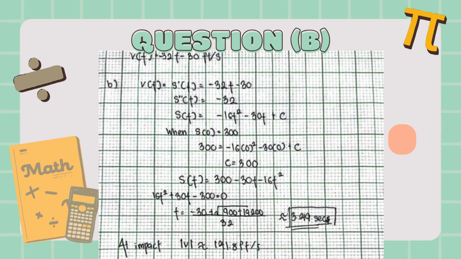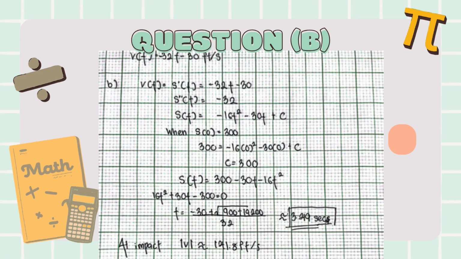To find when the body hits the ground, we set s(t) equals 0. That gives the quadratic equation 16t squared plus 30t minus 300 equals 0. Solving this equation with the quadratic formula, we get approximately 3.49 seconds.